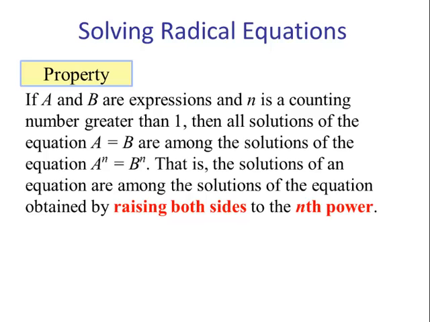Property: if a and b are expressions and n is a counting number greater than 1, then all the solutions of the equation a equals b are among the solutions of the equation a raised to the n power equals b raised to the n power. That is, the solutions of an equation are among the solutions of the equation obtained by raising both sides to the n power. So we will use this property in solving radical equations that are not square roots. Let's do an example.